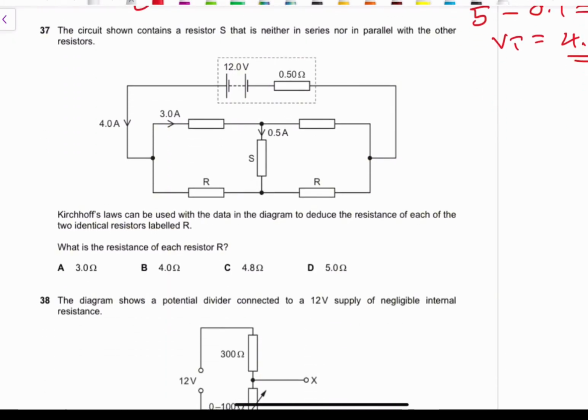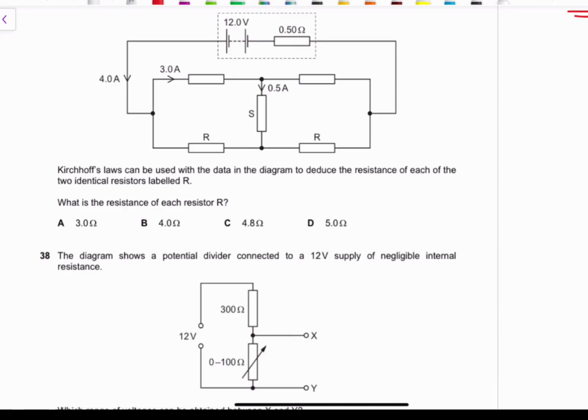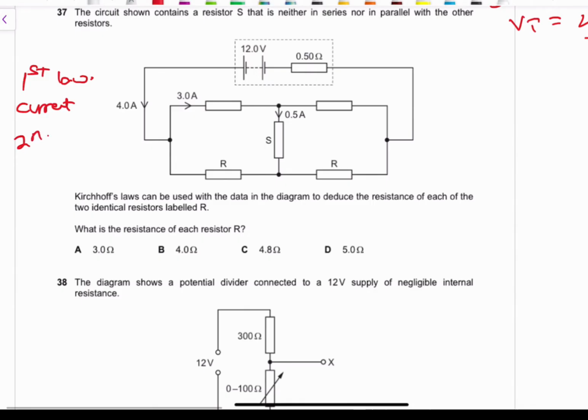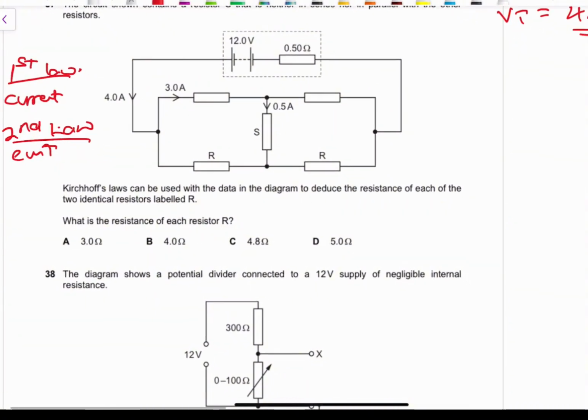The circuit shown contains a resistor S. Okay, so it's neither in series nor in parallel with the other resistors. Kirchhoff's laws can be used with the data in the diagram to deduce the resistance of each of the two identical resistors labeled R. So how do we use Kirchhoff's laws, right? We have Kirchhoff's first law, which talks of current, how current entering into a junction is equal to the sum of current leaving that junction. Kirchhoff's second law is interested in EMF, right? The EMF across a closed loop is equivalent to the EMF from the source itself. So let's first start with those laws.